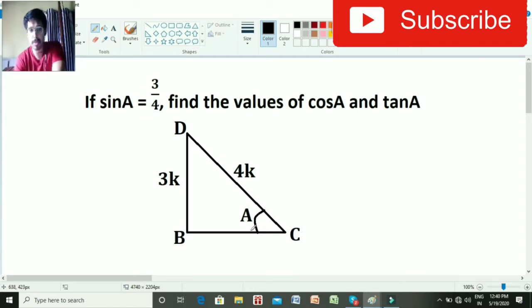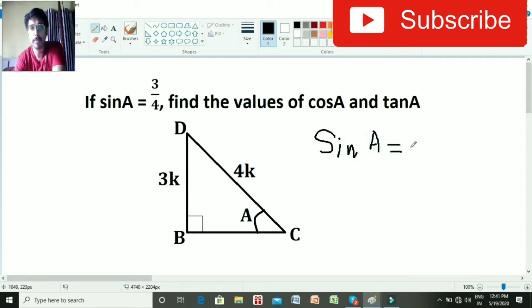As I've mentioned in the previous video, if this is A or theta or whatever, in this case sine will be perpendicular by hypotenuse, as you know. The perpendicular is with respect to theta. So if this is theta or this is A, the perpendicular with respect to A will be this one, that is BD. And the hypotenuse, as you know, is always the longest side, which is opposite to the right angle. So if this is the right angle, it will be opposite to the right angle, which is CD.